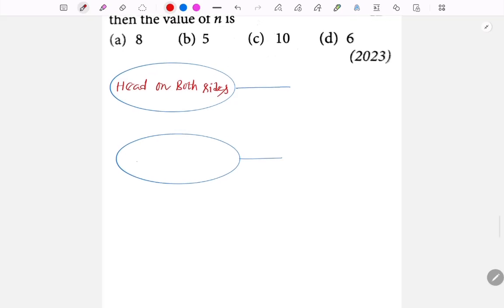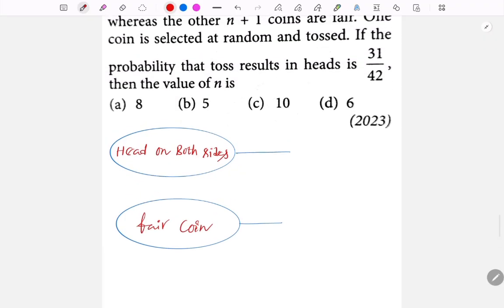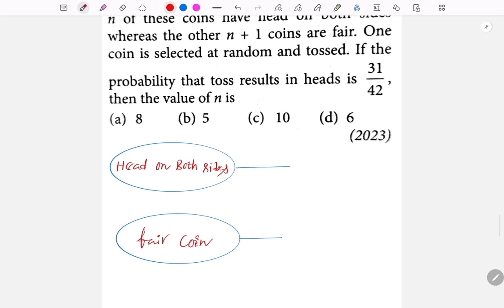What about the second one? It's a fair coin, and the probability that the toss results in heads. Now this one is chosen randomly: if they draw, I mean toss, then what is the resultant? It is heads.